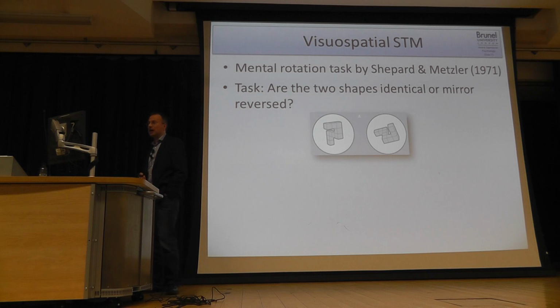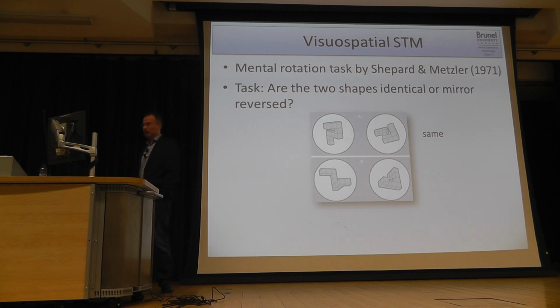So let's have this example. In this case, who's in favor that it's the same shape? And who would say the two shapes are the mirror reversed copies of each other? Nobody. Okay, one person. It's the same. So if you rotate that back, you will see that this is this bit. What about this one? Same or different?